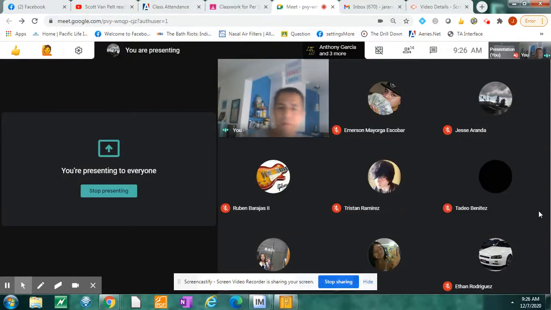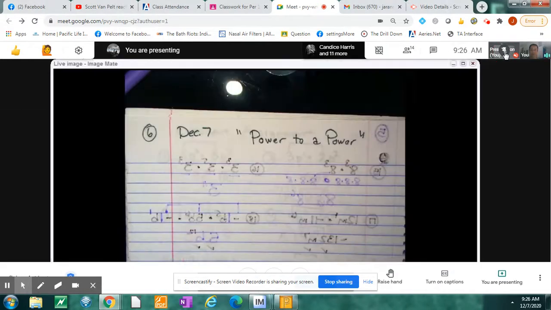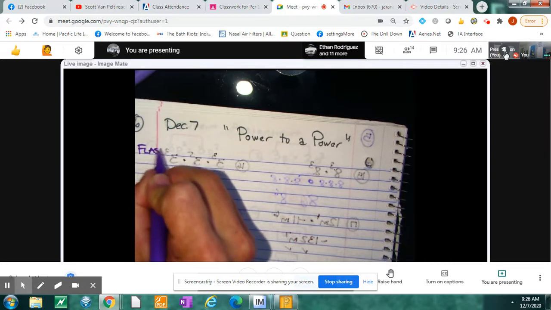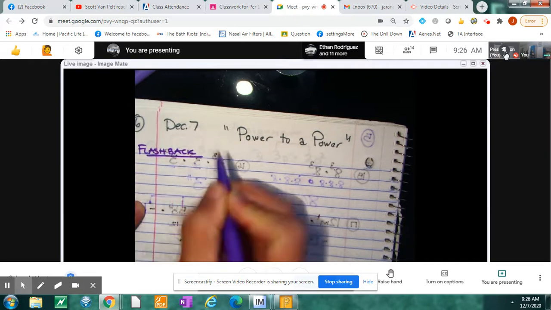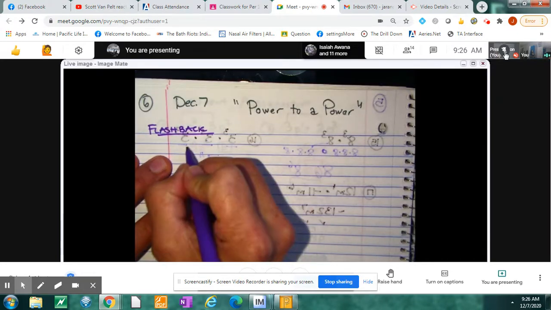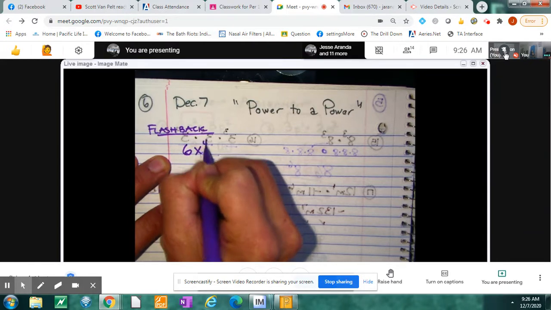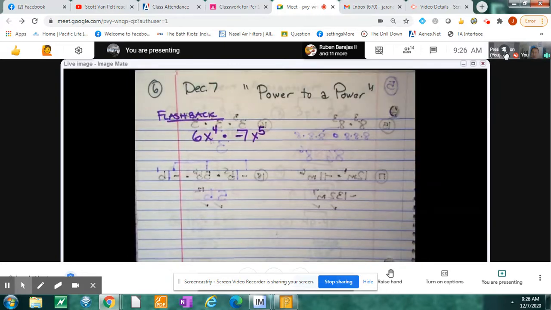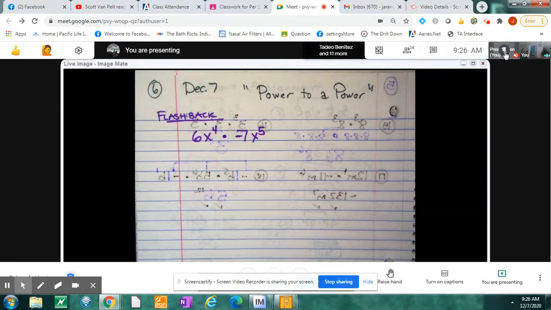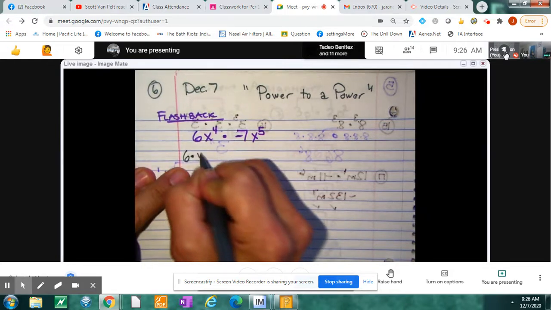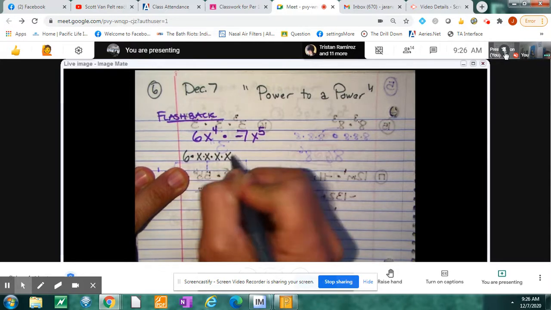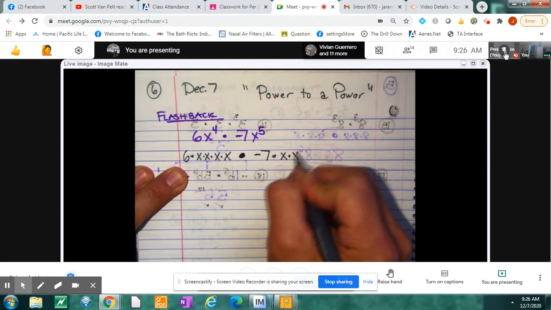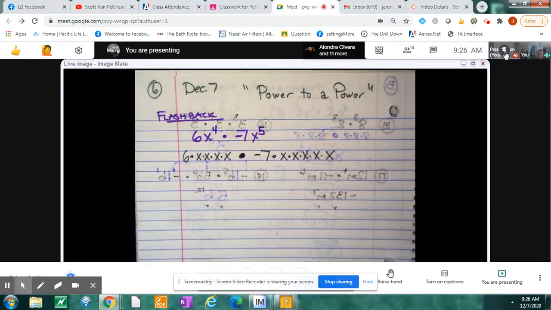All right, so remember what we've been doing before is just the regular exponents. Okay, so a flashback. What we've been doing is just regular exponents, like 6x to the 4 times, let's say, negative 7x to the 5th, right? So now I could do the long way, and I could break it up, right? I could go 6 times x times x times x times x, and then times negative 7 times x, 5 of them, 2, 3, 4, 5. All right, I could do that.